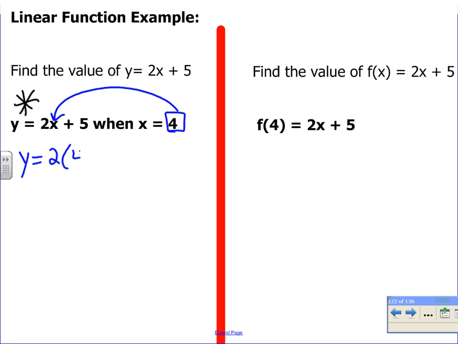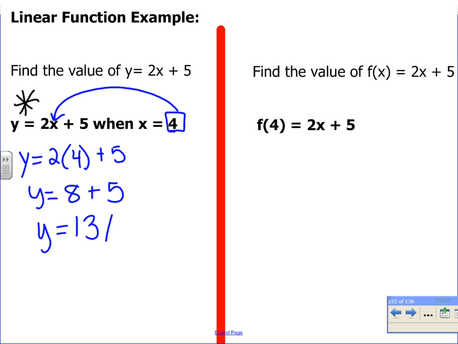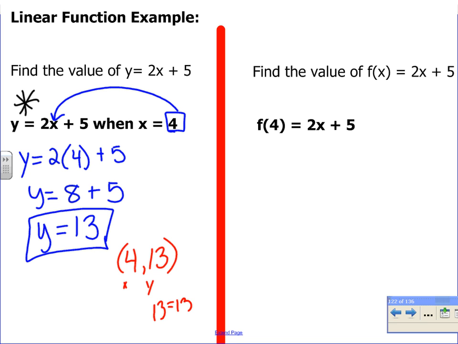We have y equals 2 times 4 plus 5. Order of operations tells you to multiply first. 2 times 4 is 8. Rewrite your plus 5. 8 plus 5 is 13. So we found that y is 13 when x is 4. You're done, but you need to make sure that you write your answer as an ordered pair. So x is 4, y is 13. If you'd like to check your answer, take your x and your y value. If you plug them back in and solve, you end up with 13 equals 13, which is true. So you know you did that right.